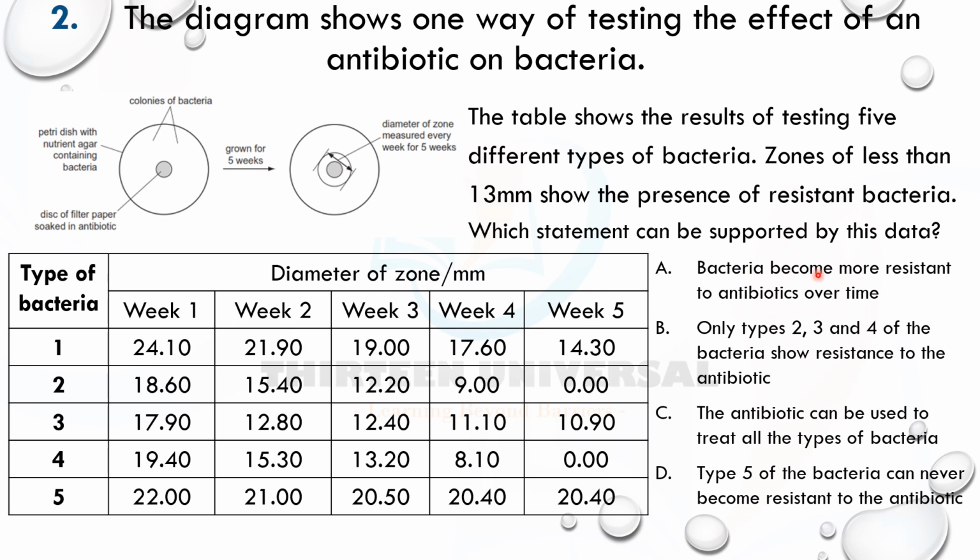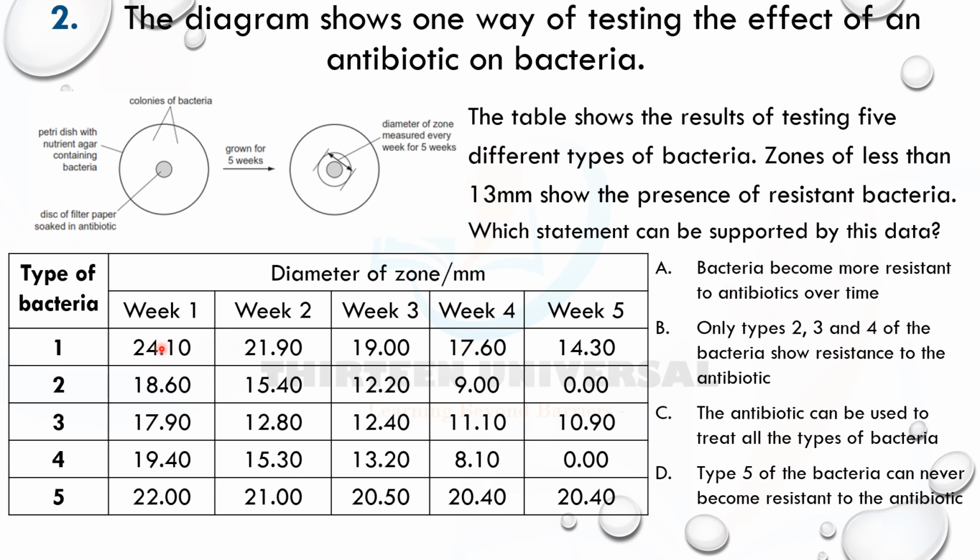The first one says bacteria become more resistant to antibiotic over time. Remember, they said the zone of less than 13 millimeters showed the presence of resistant bacteria. Let's look at number one. Week 1, the diameter of zone of inhibition is 24, week 2, 21.9, week 3, 19.0, week 4, 17.6, week 5, 14. So it never gets to less than 13 millimeters. If it gets to less than 13 millimeters, this statement will be right.